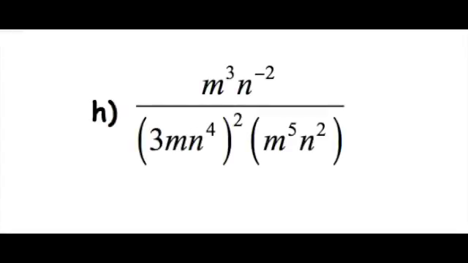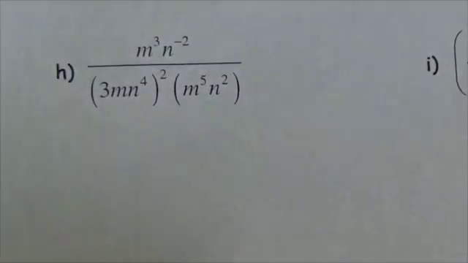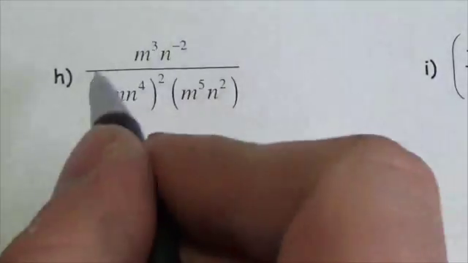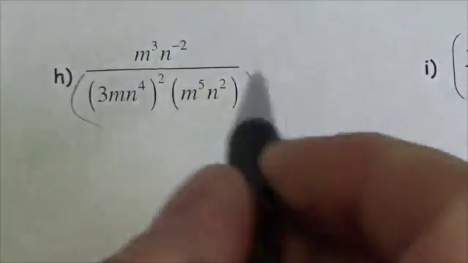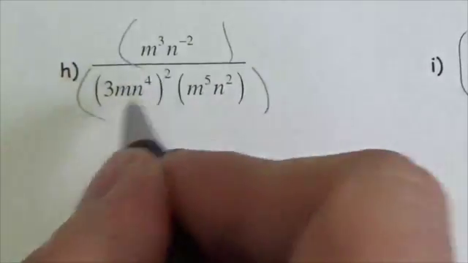m cubed n to the negative 2 divided by 3m n to the 4th, squared, times m to the 5th n squared. Okay, so there is a little bit more going on in this question. This one's kind of stepped it up a little bit. What we're going to do first of all is put the parentheses around the entire numerator and denominator, just because that's what that bar implies.